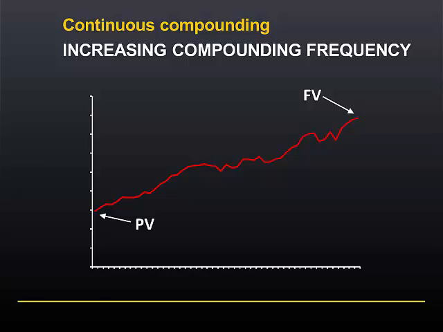For example, a share that gradually increases in price over a period of time, not as a result of interest being calculated, but as a result of the share gradually becoming more and more valuable. And we use the principles of continuous compounding in calculating rates of return on shares.